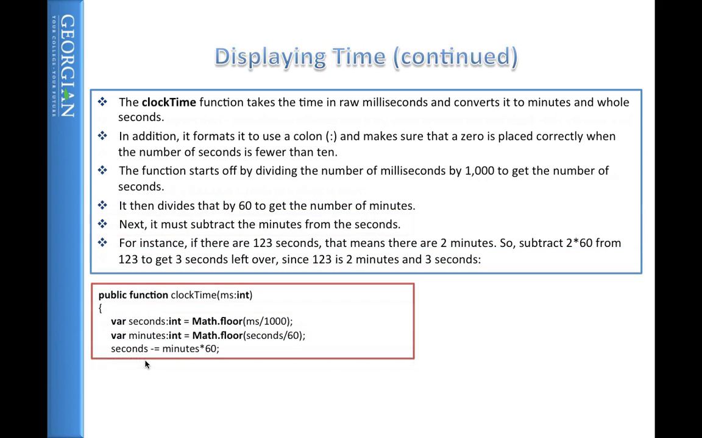And in order for us to do that, we've got to create another function called ClockTime, right? We're going to have seconds and minutes, and we're going to take the milliseconds that we pass into the clock time, divided by 1,000, is the number of seconds. And minutes is the number of seconds divided by 60. We're going to say seconds minus equals the minutes times 60, right? So we're going to break out our time between minutes and seconds. That's what we're going to do.